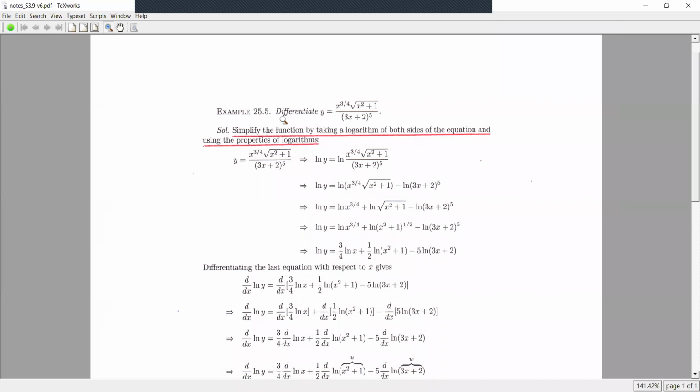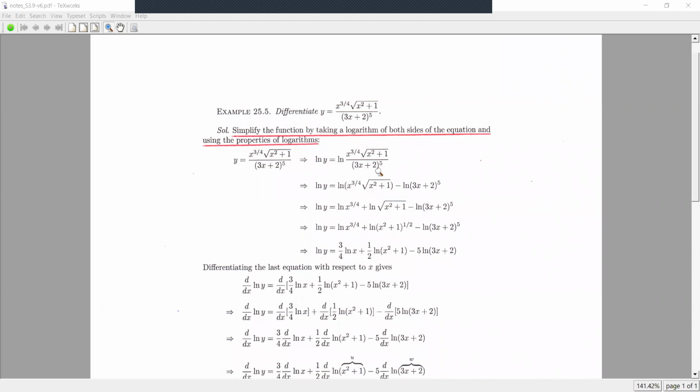Example 2. Differentiate this function. Solution. Simplify the function by taking a logarithm, usually taking the natural log of both sides of the equation and using the properties of logarithms. Take the natural log on both sides of this equation. Then I have this equation. Now I want to simplify this function.